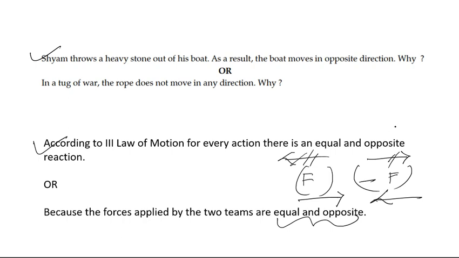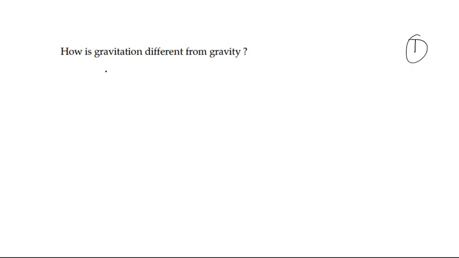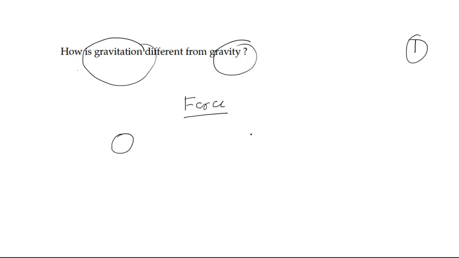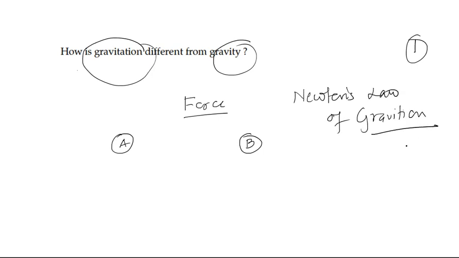Right. The third question, again a 1 mark question, remember. How is gravitation different from gravity? Now, as far as gravitation is concerned, it's a force between any two objects, let's say object A and object B. There has to be some force as per Newton's law of gravitation. We have studied this, and that force between any two objects is the force of gravitation.